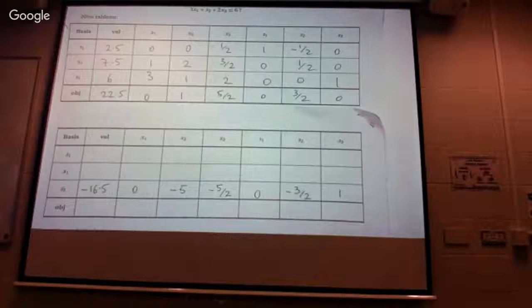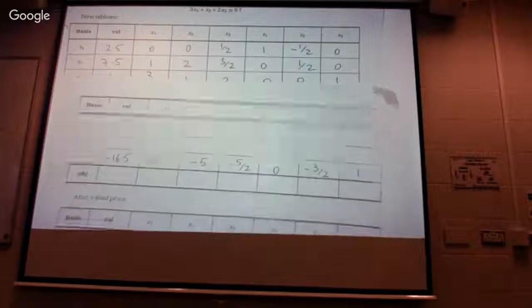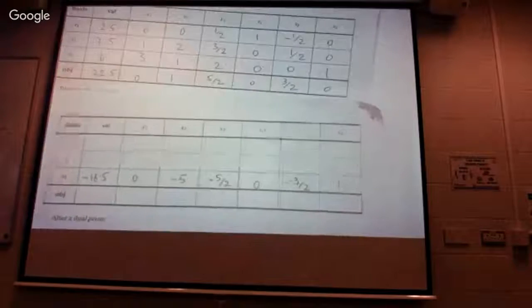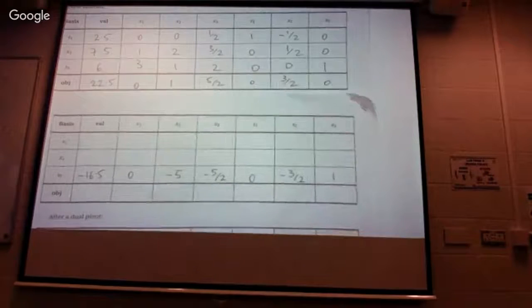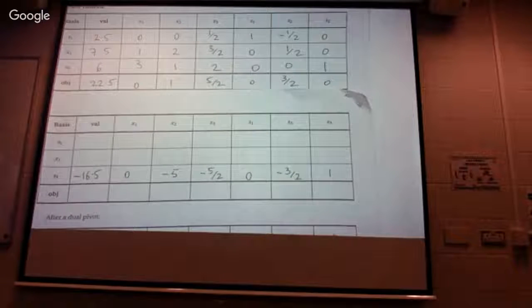Any errors spotted there? The rest of the tableau is the same as above. I'm not writing it. It would be a waste of time. So now in here, if we have a tableau where the S3 row is like this and the rest of the tableau is like that, what do we do?